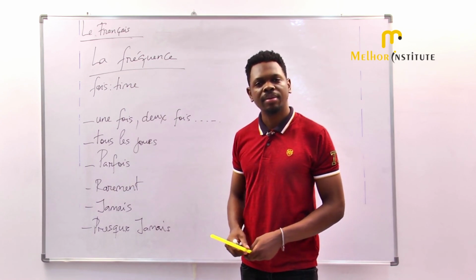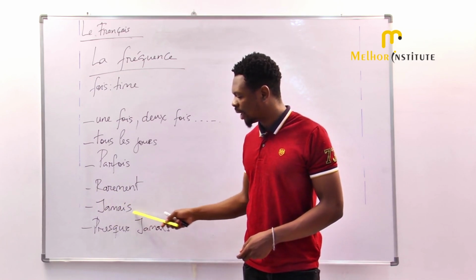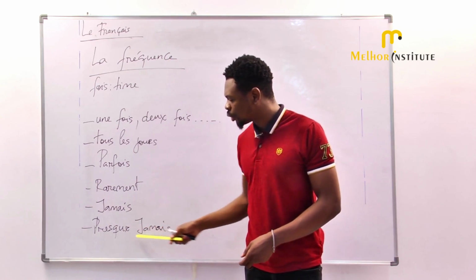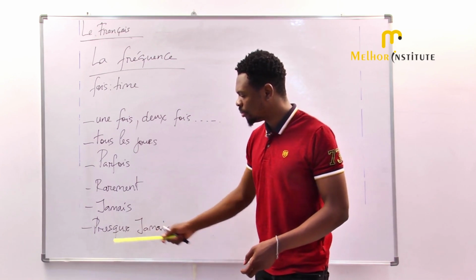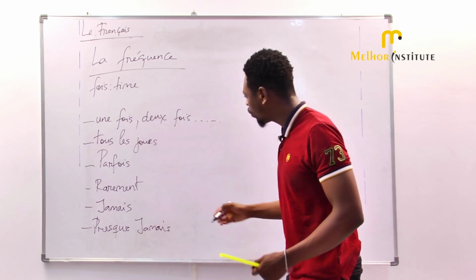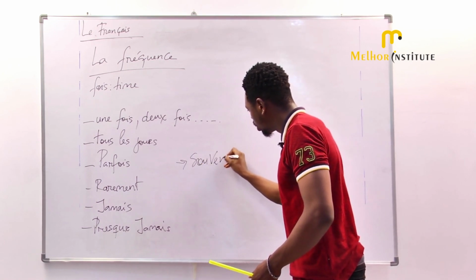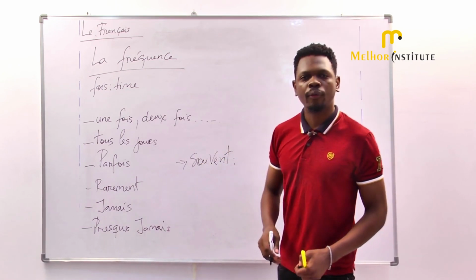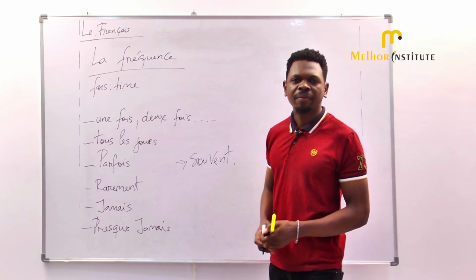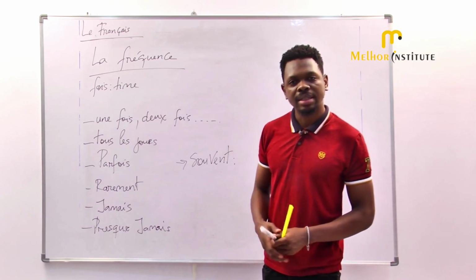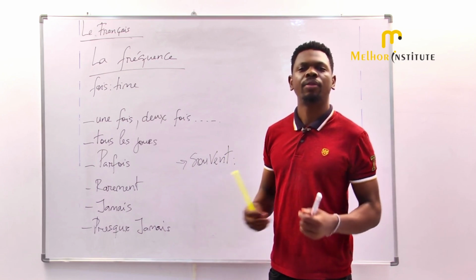Parfois, sometimes, rarement, rarely, jamais, never. Presque jamais means almost never. Presque means almost. And then you have souvent means often. So we have different type of frequencies. We have to use them according to what we do in a different time.